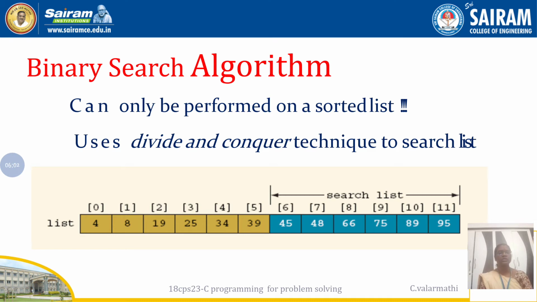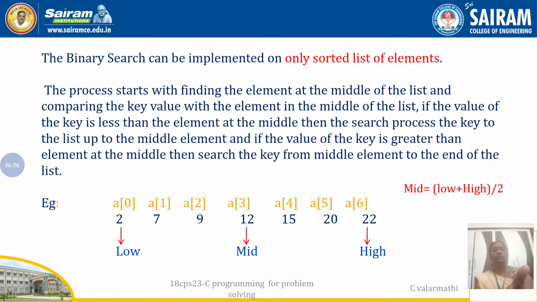For example, I will show in the next slide. This is my input elements. How many elements are there? 7 elements are there, so starting from A of 0 to A of 6, I have given 7 elements. So what will happen in binary search? It will divide the entire list of elements into two halves. How will it divide? By finding the middle position.